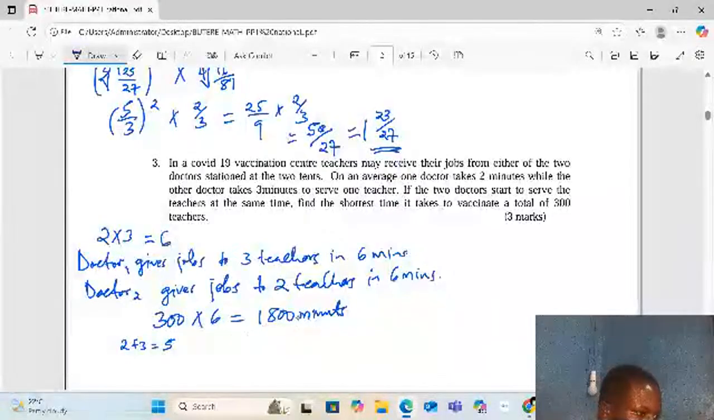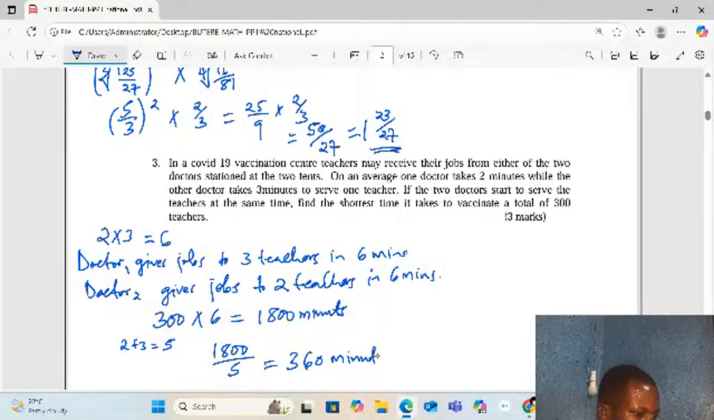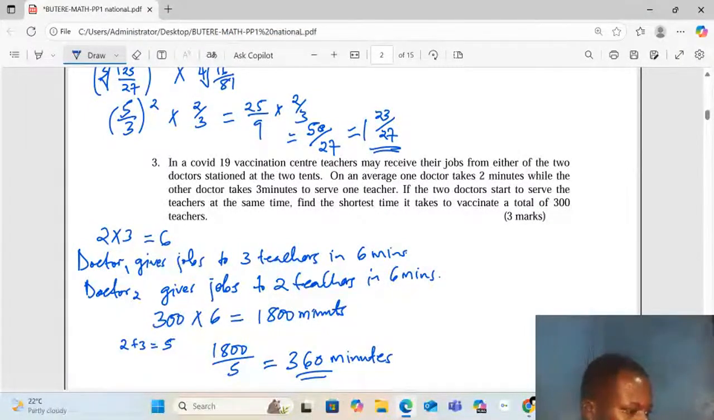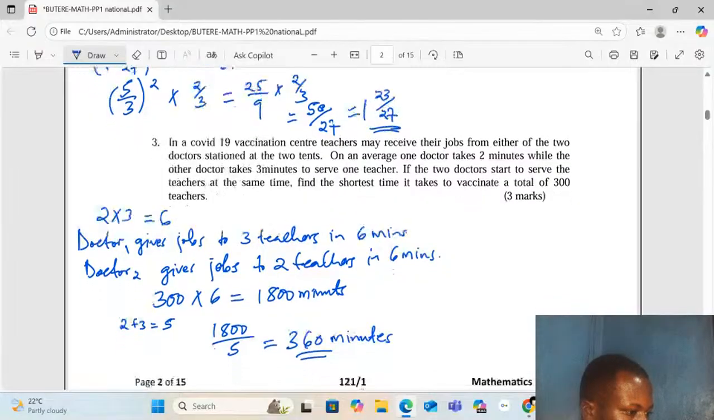So for us to get the shortest time the doctors take to vaccinate the 300 teachers, we simply take the total minutes going to be spent, which is 1,800. Then we divide by 2 plus 3, that is 5. So we are going to arrive at 360 minutes. That is now the shortest time the two doctors are going to serve 300 teachers. We shall have 360 minutes.